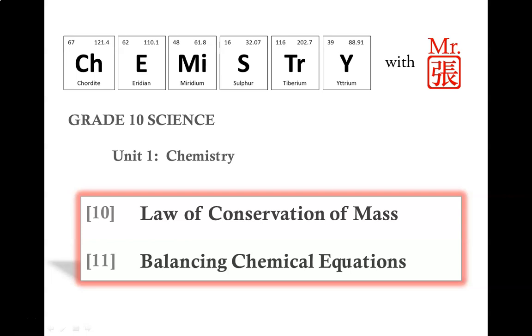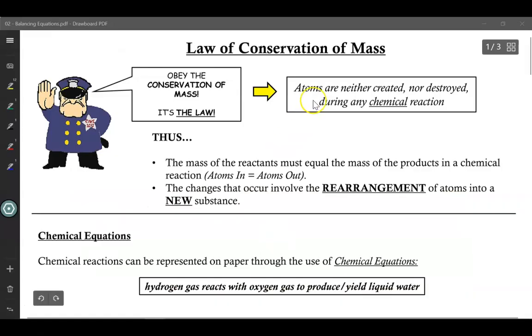In this video tutorial, we will introduce the law of conservation of mass and how to balance chemical equations. During a chemical change, atoms are neither created nor destroyed. They're only rearranged into a new substance. This is known as the law of conservation of mass, because the mass of the reactants going into a chemical reaction is equal to the mass of the products coming out of the chemical reaction.